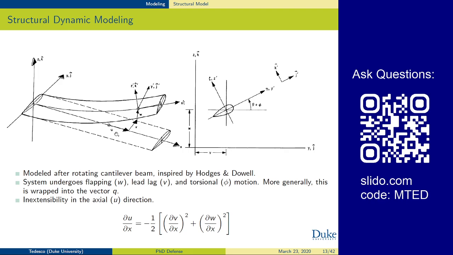Now, one type of motion I do want to point out that we decided to talk about a little bit differently is the axial deformation. Because we know that helicopter rotors are significantly stiffer in the axial direction than, say, the flapping or lead lag direction, we decided to use an inextensibility condition, which takes the following form below. This is basically saying that there isn't any pure axial deformation, and that any axial deformation is going to be due to deformations in other directions.